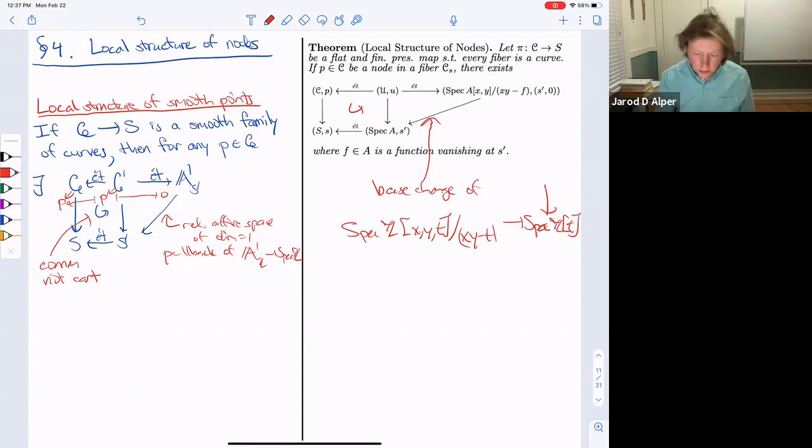Along a morphism Spec A to this, where T goes to the pullback, where T pulls back to a function F in A. And so, yeah, this is defined. F in A is a function not vanishing at S prime. At least, is the statement clear?